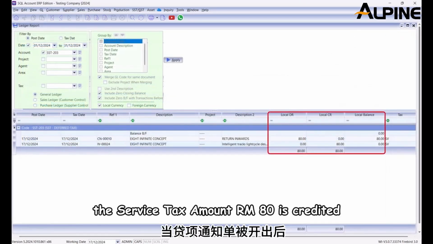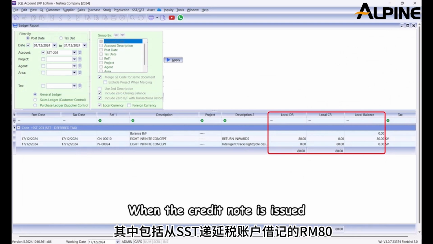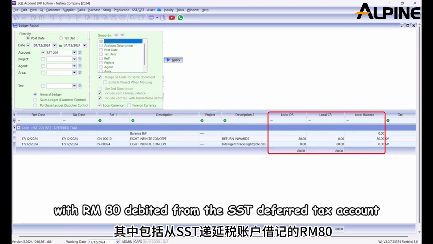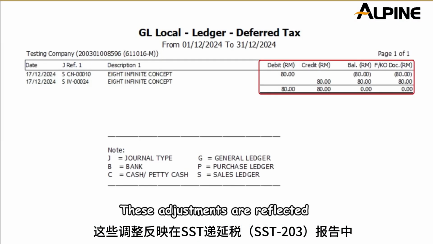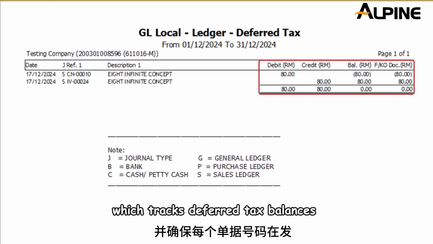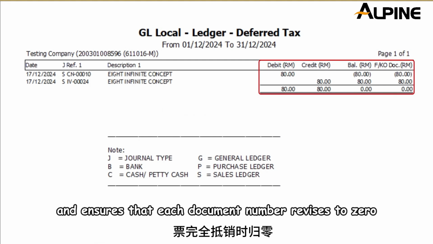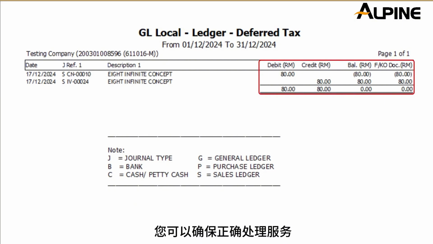When the invoice is created, the service tax amount RM80 is credited to the SST deferred tax account. When the credit note is issued, the deferred tax is reversed, with RM80 debited from the SST deferred tax account. These adjustments are reflected in the SST deferred tax SST203 report, which tracks deferred tax balances and ensures that each document number revises to 0 when an invoice is fully offset.